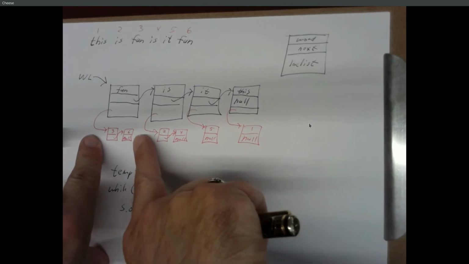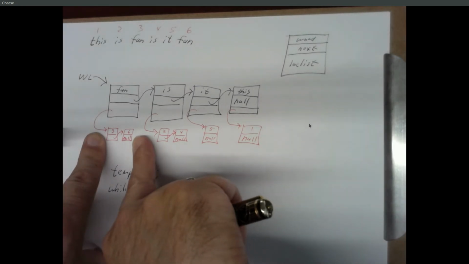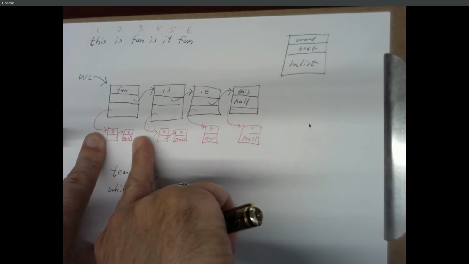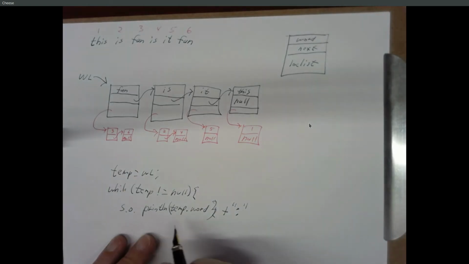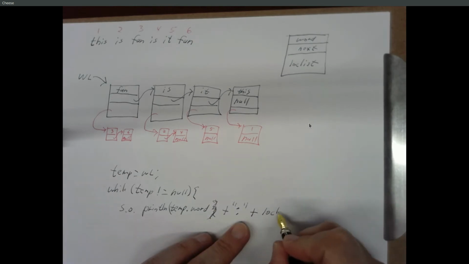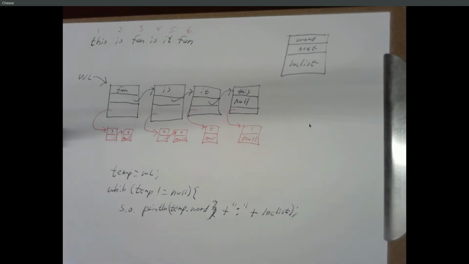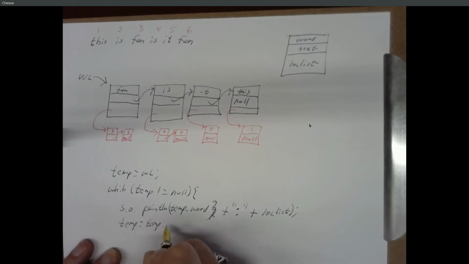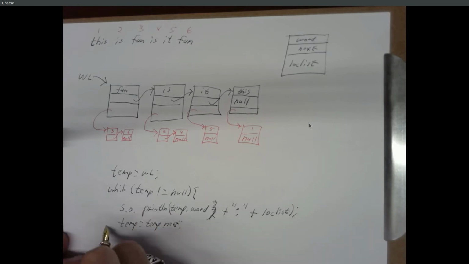But this whole thing is a location list. And I might write a toString method in my location list. And it would let me do the following. Print out temp.word plus a colon plus location list. And then move on to the next node. There's your whole traverse program. And it's going to produce beautiful output.